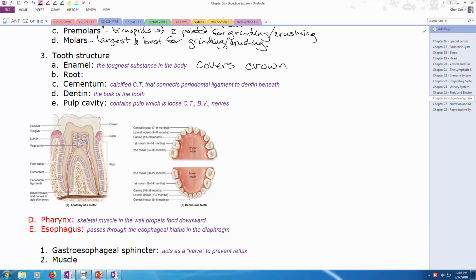As far as the root, that is the part of the tooth under the gingiva. And when that gets inflamed, that causes gingivitis and puts you at risk for actually losing the tooth itself. Dentin, I want to go to that next instead of the cementum. Dentin, that is the bulk of the tooth.